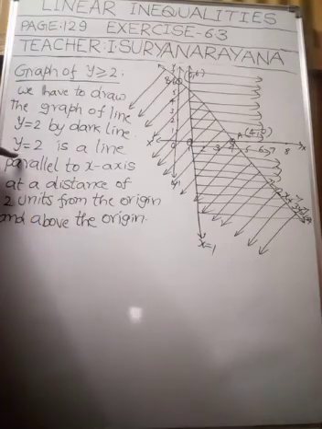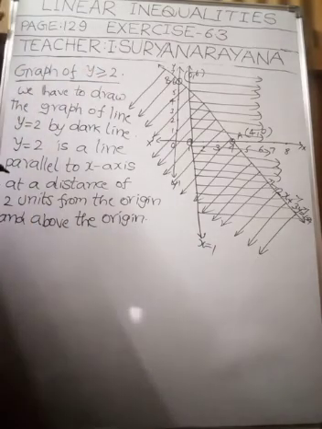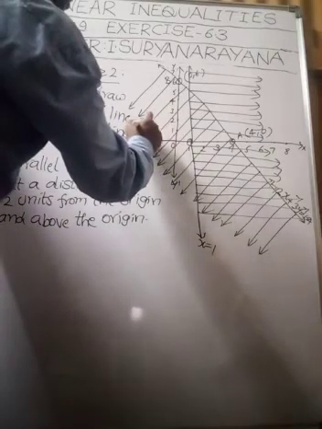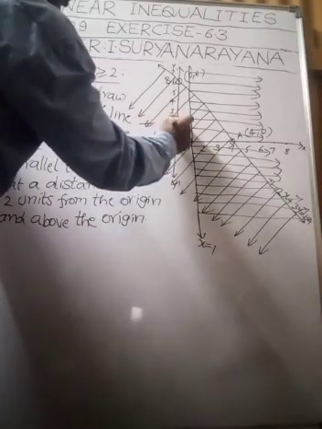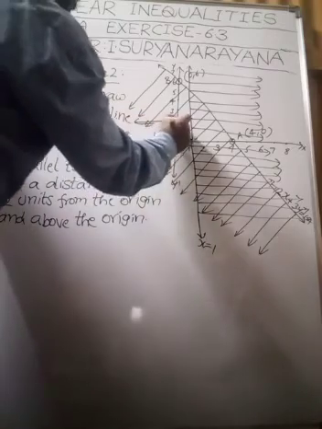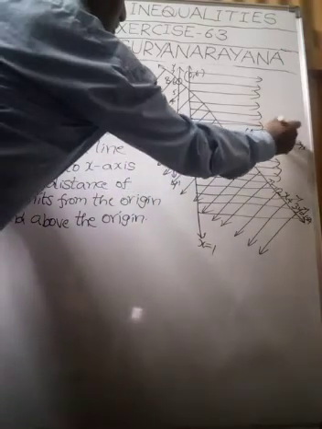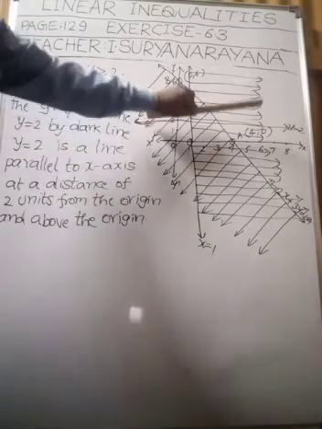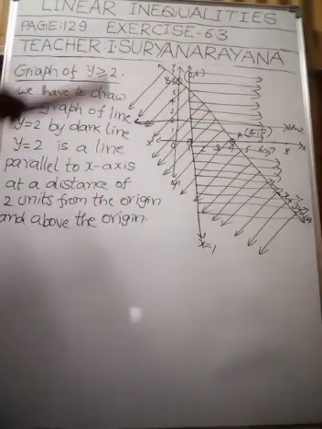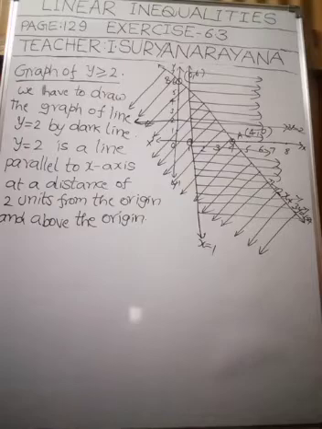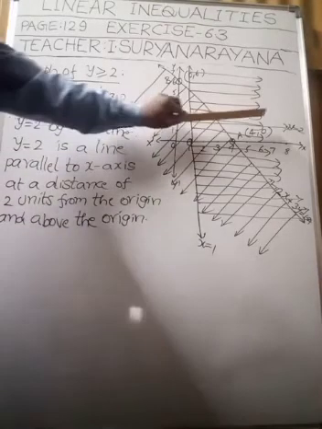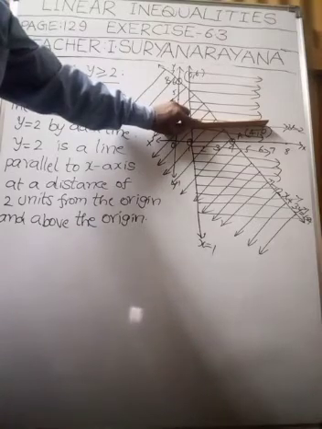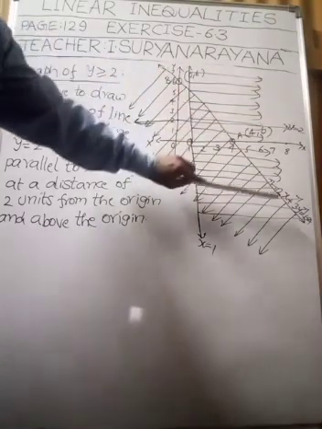How is that line? It is parallel to x-axis. Y is equal to 2 is parallel to x-axis like this. This is the graph of the line y is equal to 2. We have drawn the graph of the line y is equal to 2. Now this line is dividing this Cartesian plane into 2 half planes, above the line and below the line.